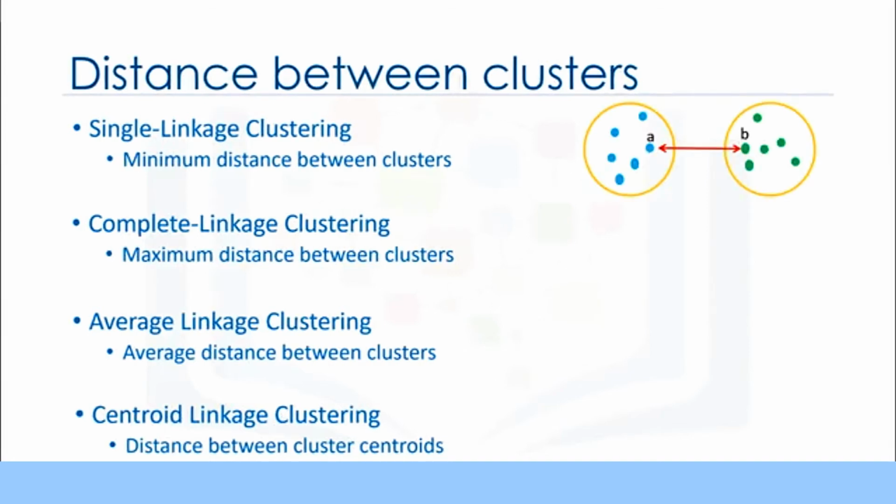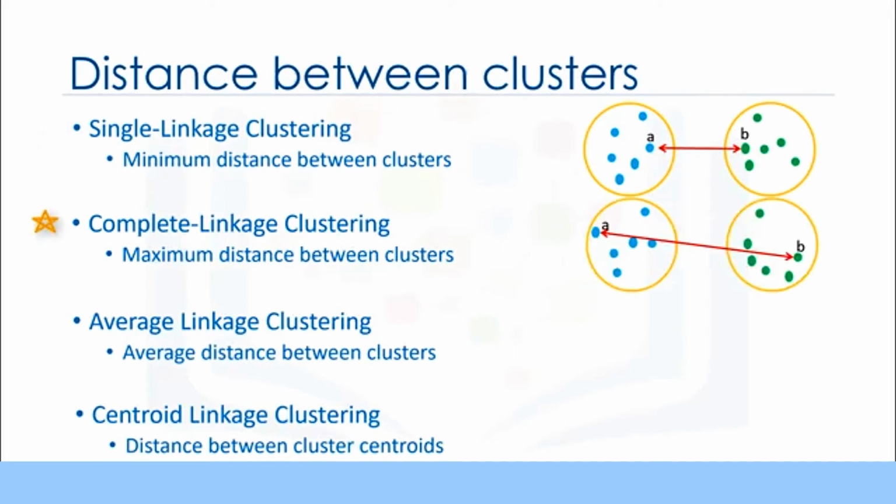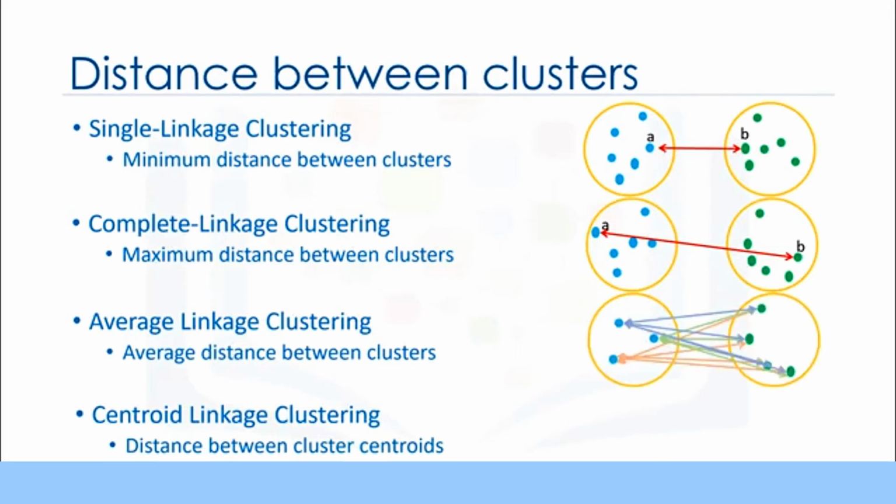The first one is called single-linkage clustering. Single linkage is defined as the shortest distance between 2 points in each cluster, such as point A and B. Next up is complete linkage clustering. This time, we are finding the longest distance between the points in each cluster, such as the distance between point A and B. The third type of linkage is average linkage clustering, or the mean distance. This means we're looking at the average distance of each point from one cluster to every point in another cluster.